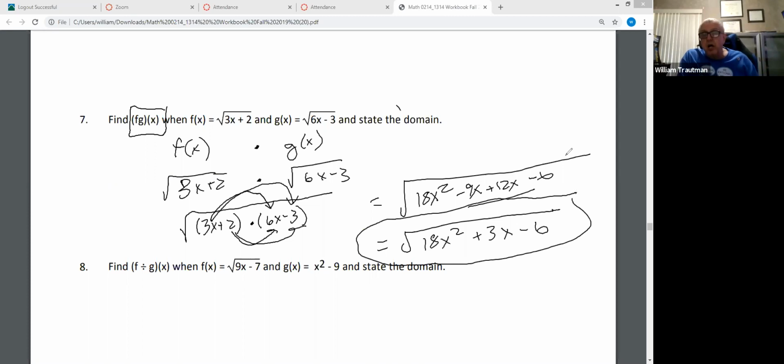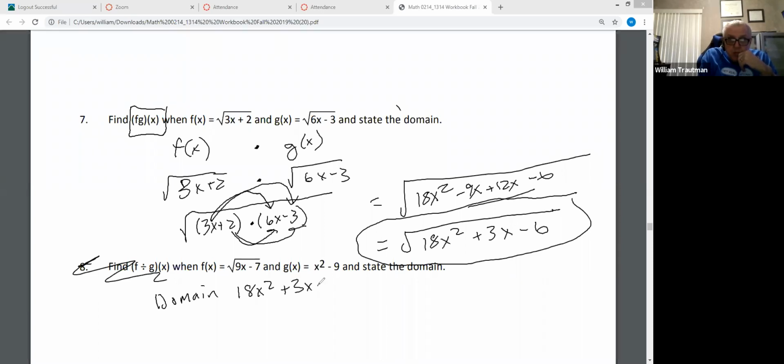Now, state the domain. Okay, that's going to be a hard one. So we're going to state the domain for this. We're not doing number 8. We're doing number 7. So the domain, if you remember domain for square roots, the inside has to be greater than or equal to 0. The inside of the radical has to be positive or 0.